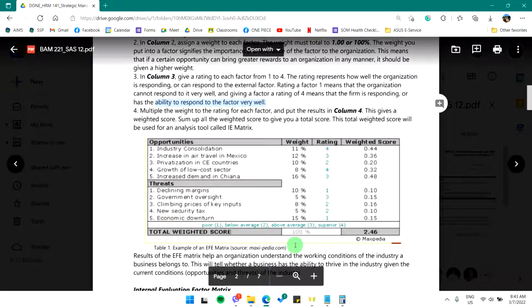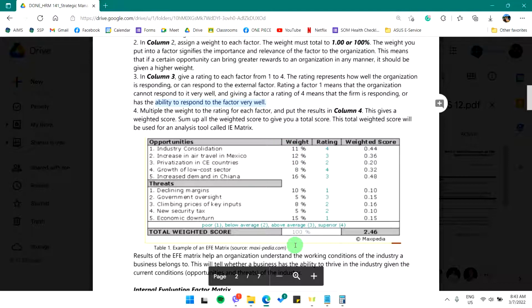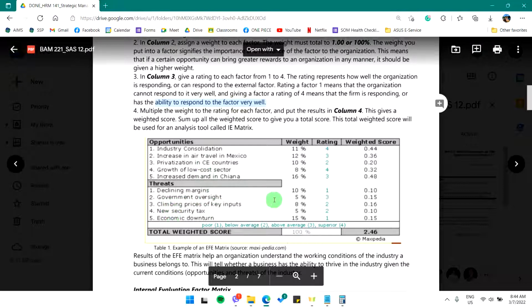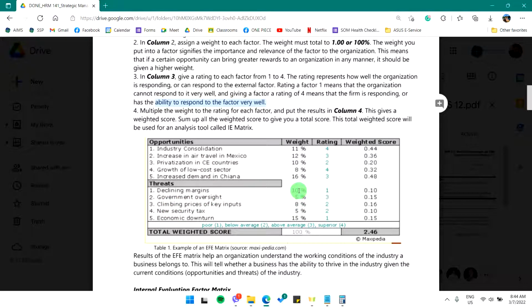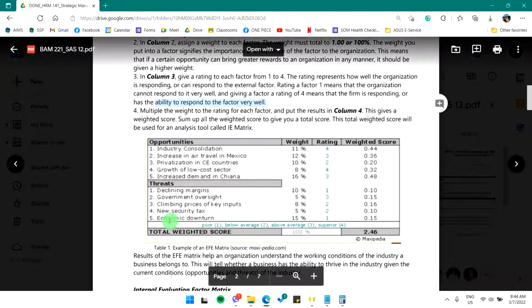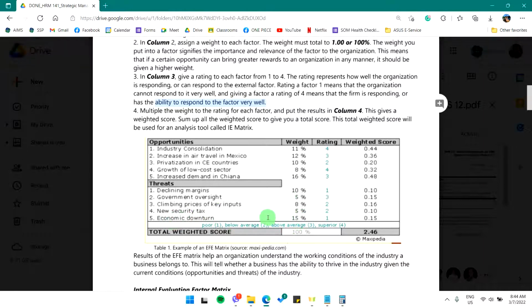Ngayon, 11% means merong certain importance yung industry consolidation kasi lagpas siya ng 10. Compared with government oversight, which is only 5%, relatively low doon sa average weight value natin. Ibig sabihin, hindi siya ganoon ka-important sa ating business. Pero economic downturn is 15%, which means it's up by 5% dun sa average weight value natin. 15% siya. Mas mataas. Ibig sabihin, mataas ang importance or mataas ang significance ng economic downturn sa ating business.